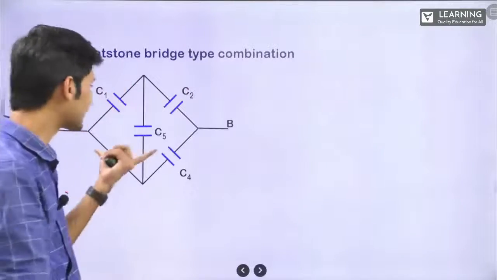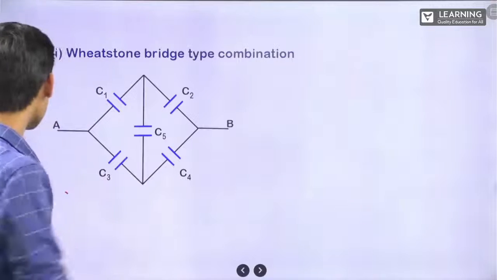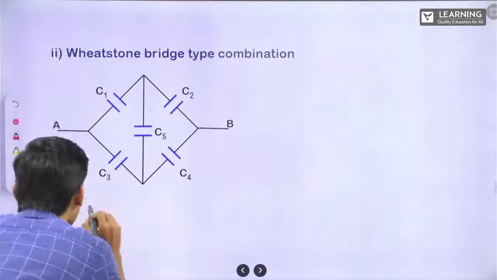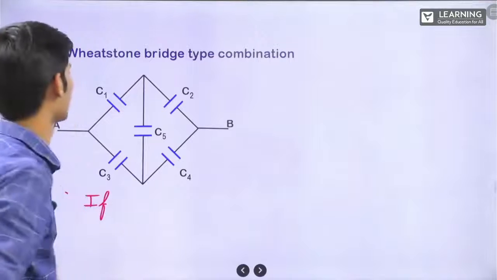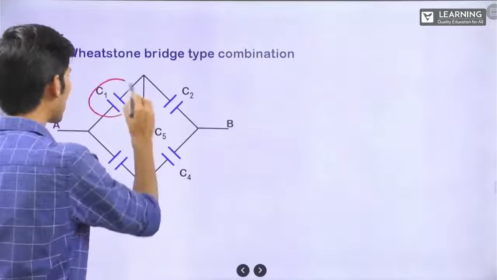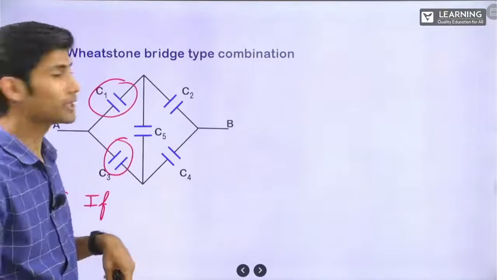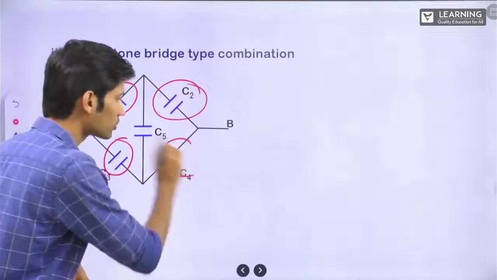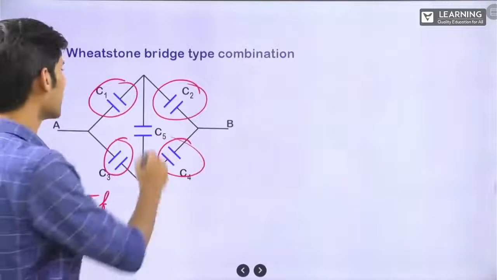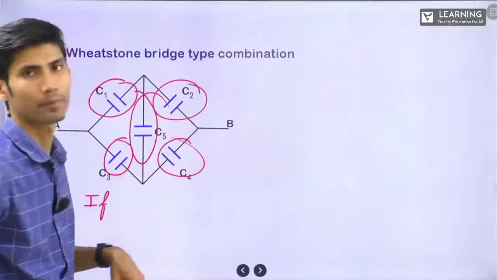Here, whenever you see this kind of combination, the first thing you have to see is whether the ratio of the capacitance of these two is equal to the ratio of the capacitance of these two. If so, then we can remove this wire from the middle.